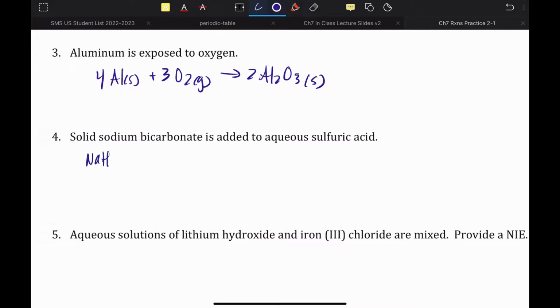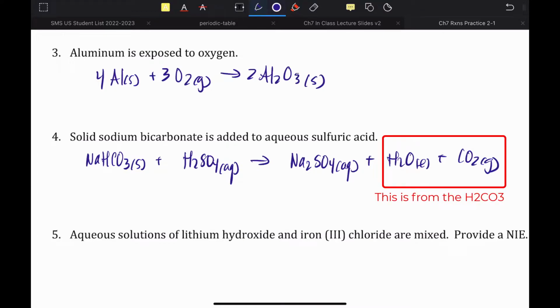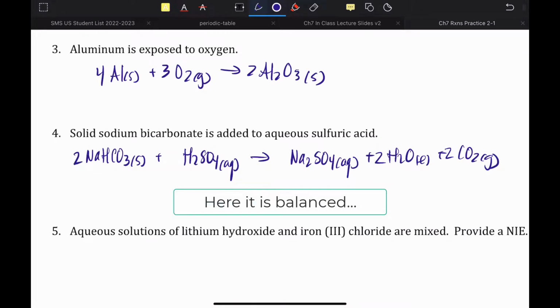Number 4, solid sodium bicarbonate is added to aqueous sulfuric acid. Solid sodium bicarbonate, aqueous sulfuric acid, and then we would just look at this and be like, ooh, 2 ionics, or essentially ionics. Let's switch the cations. And we think to ourselves, there's water present. Sodium is soluble, so that's going to be aqueous. And then water and CO2 is what happens from that H2CO3 intermediate.